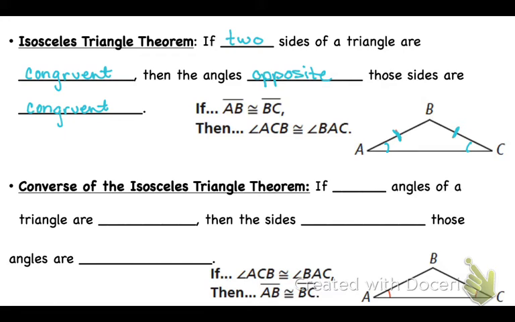We have the converse of it. Remember, that's backwards, right? So the theorem said if the two sides are congruent, the opposite angles are congruent. So the converse is going to say if two angles of a triangle are congruent, then the sides opposite are also what? Congruent.